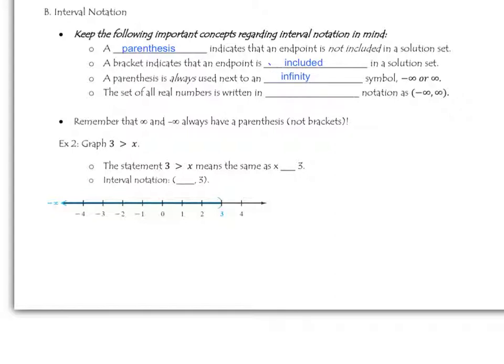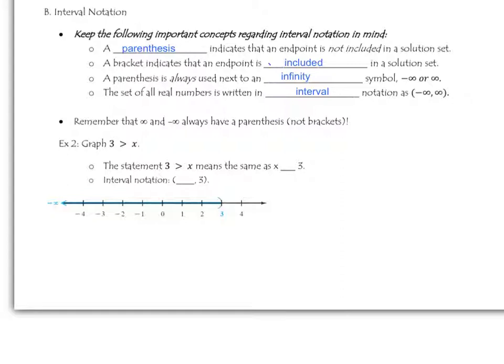And if you are answering in interval form, the set of all real numbers, you would write it this way: parentheses, negative infinity, comma, infinity, end parentheses. So the set of all real numbers is written in interval form or interval notation as negative infinity to positive infinity with parentheses on both sides. So you never use brackets with infinities.